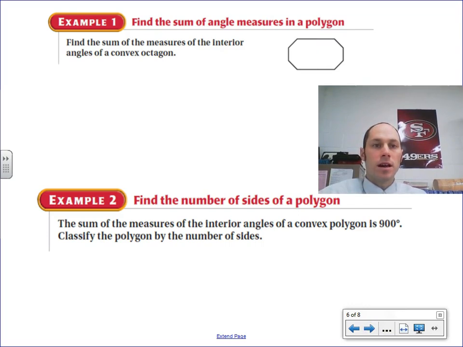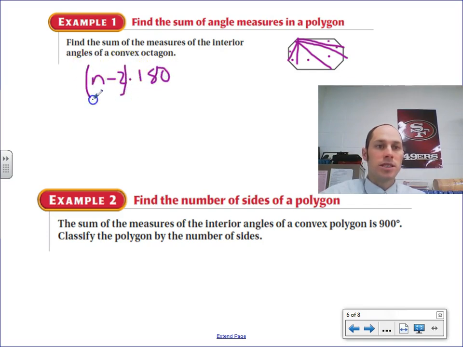Okay, so let's apply that. We have 2 problems here where we need to figure out the sum of the measures of the interior angles of a convex octagon. An octagon has 1, 2, 3, 4, 5, 6, 7, 8 sides. And so with 8 sides, I can form 6 triangles, 2 less than the number of sides. So if I draw on my diagonals, I have 1, 2, 3, 4, 5, 6 triangles. So n minus 2 times 180. So 8 minus 2 is 6 times 180. And 6 times 180 is 1080 degrees.